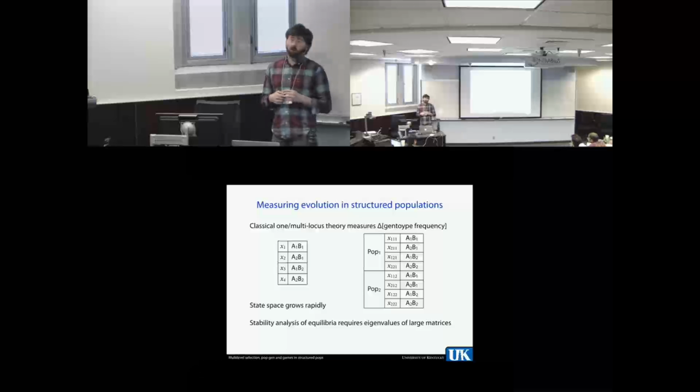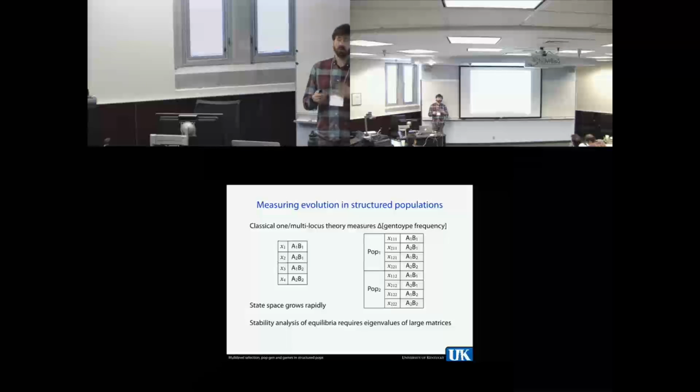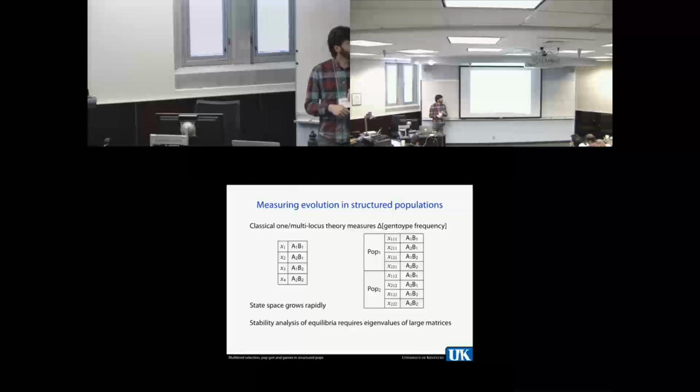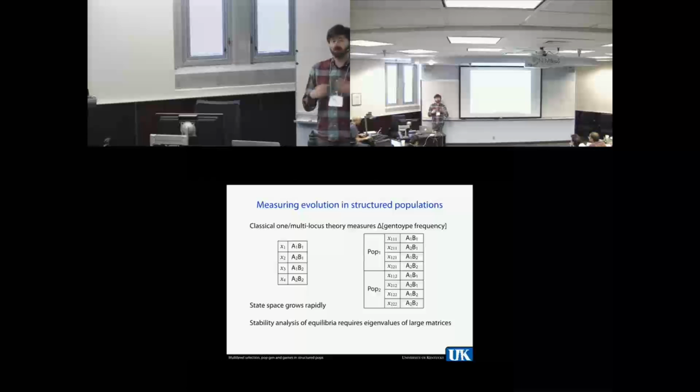So although it's possible even in these cases to do some nice tricks and to be able to look at, for example, is there maybe an equilibrium point where this A1 is stable to invasion against A2, or is there maybe a point where this A1, B1 is stable to invasion by any other alternative? It still requires doing this analysis on a very large matrix and finding the eigenvalues of that large matrix. And again, that can be a very complicated process.